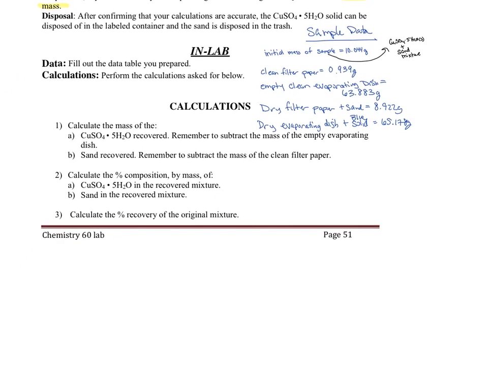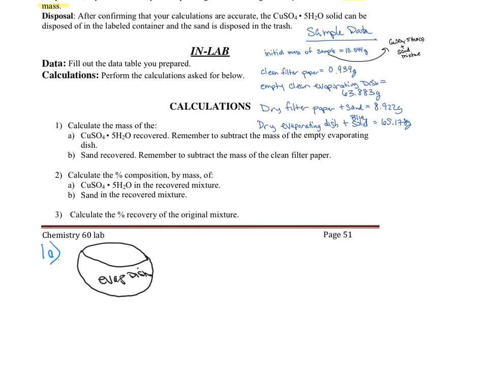Let's look at number 1A. 1A, calculate the mass of the copper 2 sulfate pentahydrate recovered. So let's think about this for a second. How do we get our copper 2 sulfate pentahydrate back? Well, remember, it was aqueous in your evaporating dish. So we know this is our evap dish, and we'll call this clean evaporating dish.